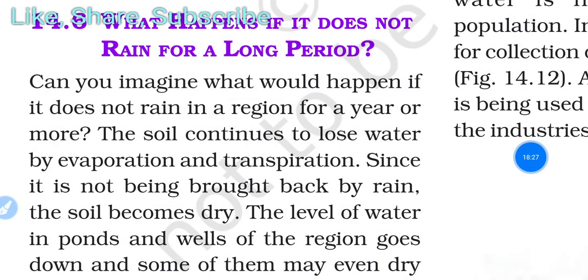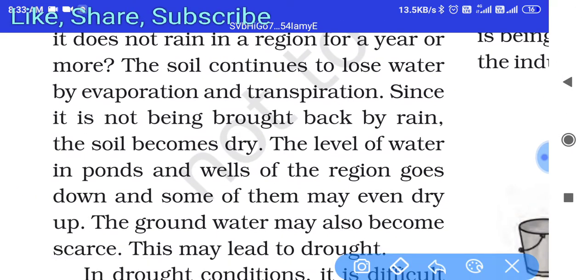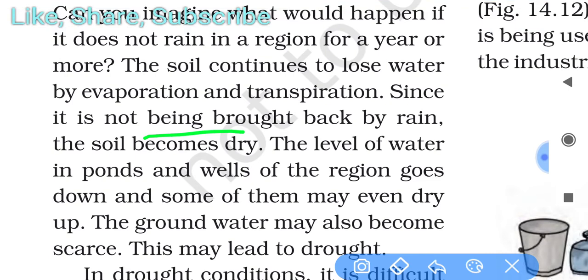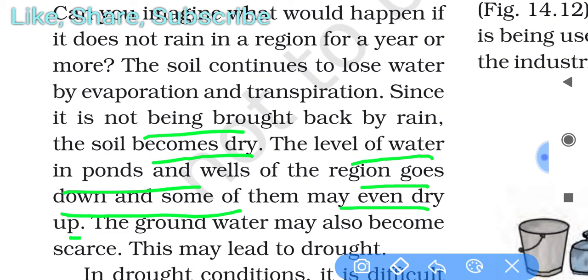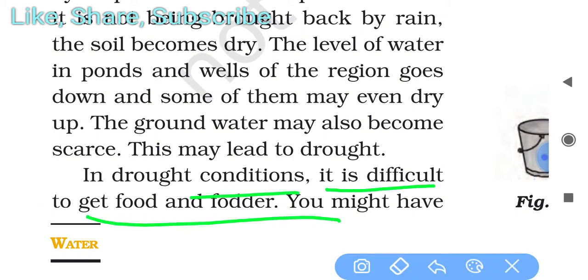Can you imagine what would happen if it does not rain in a region for a year or more? The soil continues to lose water by evaporation and transpiration. Since it is not being brought back by rain, the soil becomes dry. The level of water in ponds and wells of the region goes down, and some of them may even dry up. The groundwater may also become scarce. This may lead to drought. In drought conditions, it is difficult to get food and fodder.